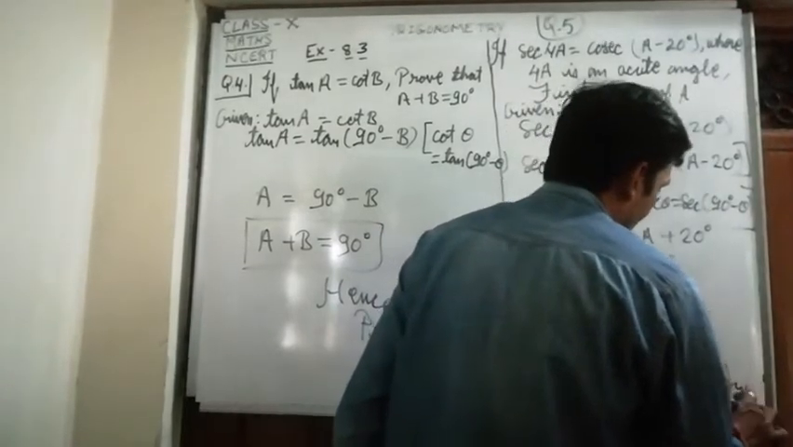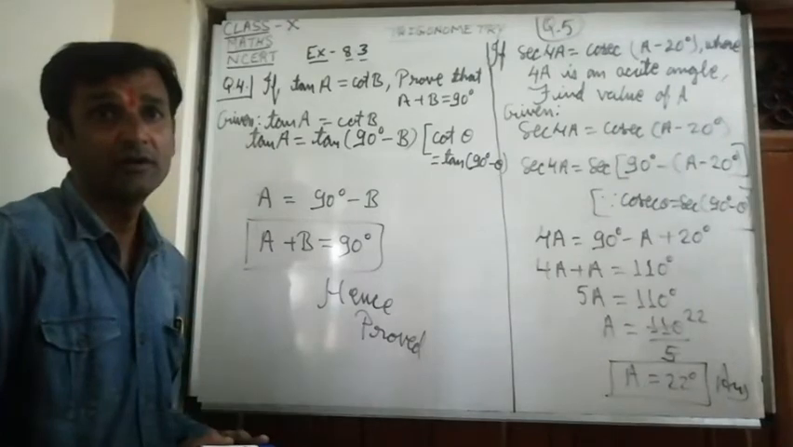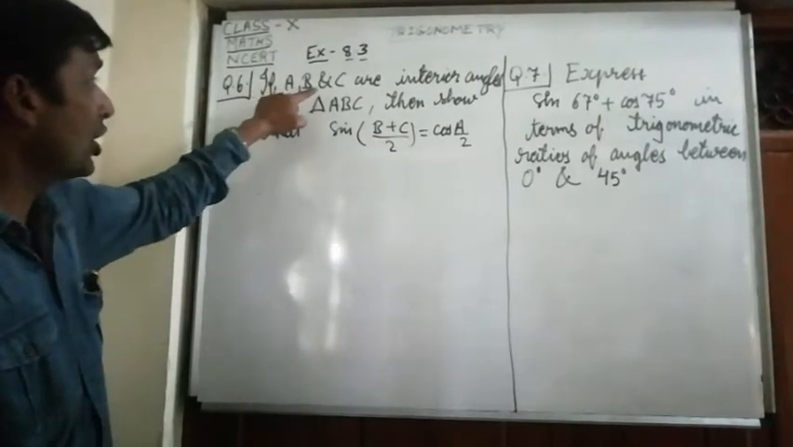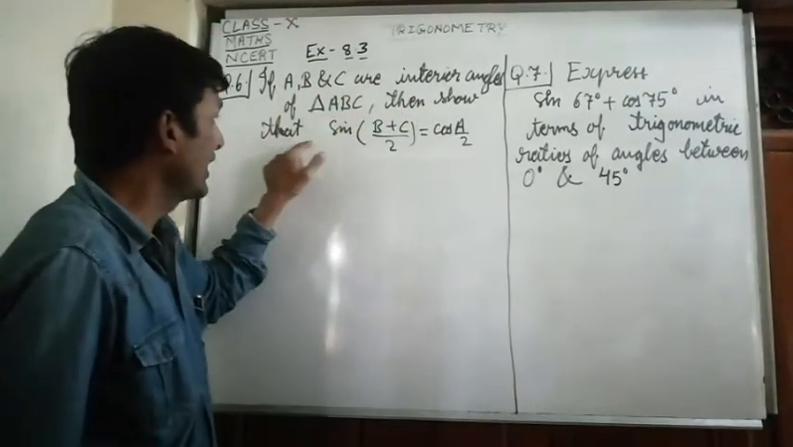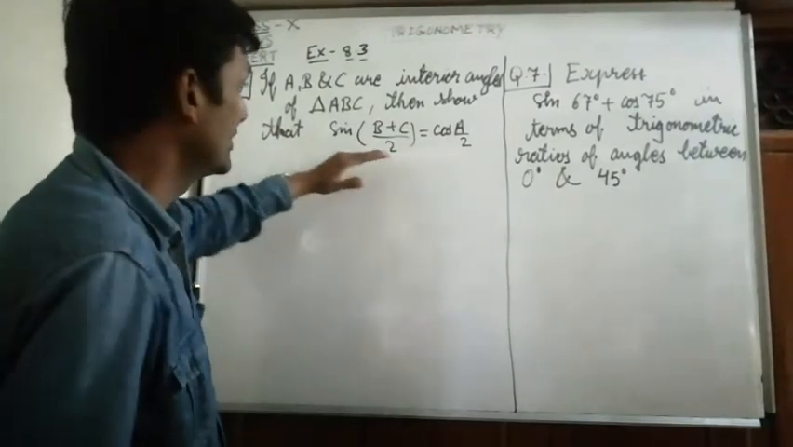This is the answer of question number 5. So these 4th and 5th questions are over. Now see question number 6. If A, B and C are interior angles of a triangle ABC, then show that sine of (B plus C) upon 2 is equal to cos A by 2. This we have to prove.